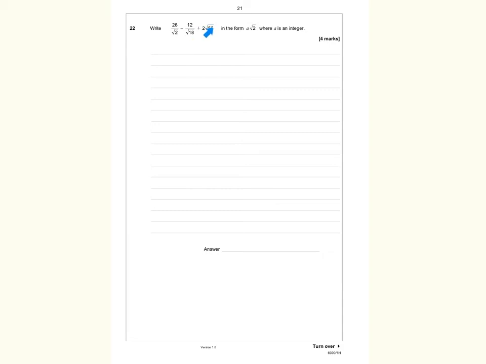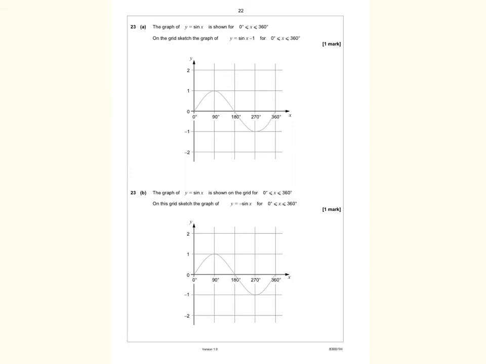Now this is not a fraction at the moment, but you can say that 10 root 2 over 1 would be the same as 10 root 2. So use 10 root 2 over 1 and then make a common denominator, add them up, and then rationalize the denominator. And then once you've simplified it, it should look something like this, where a is an integer. Okay, question 23a.